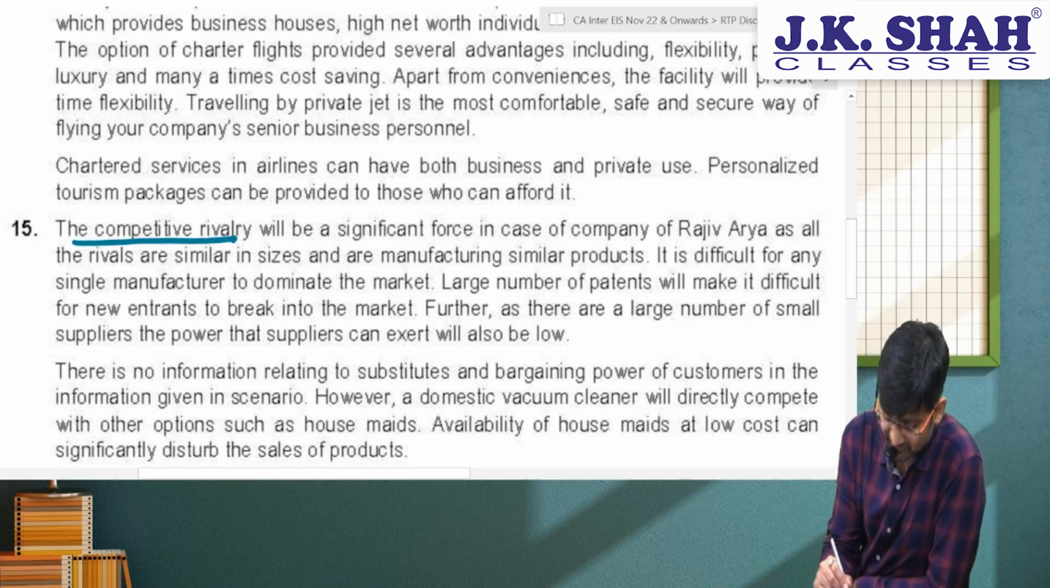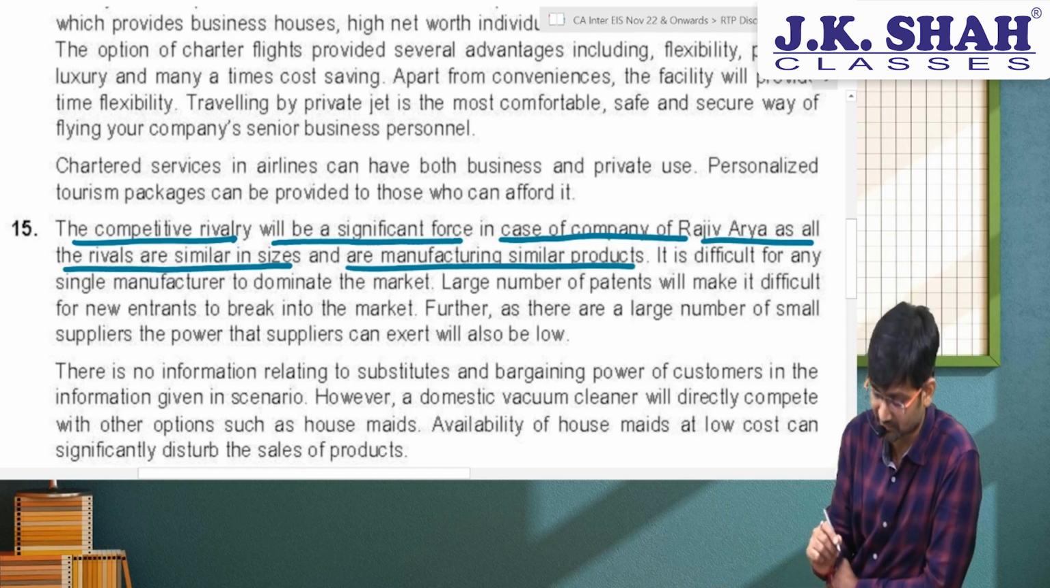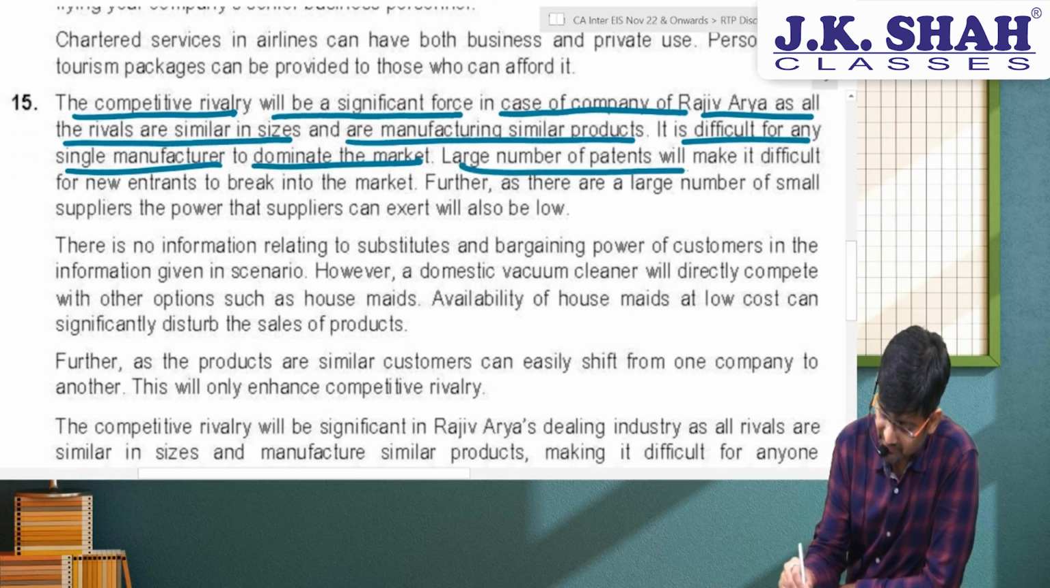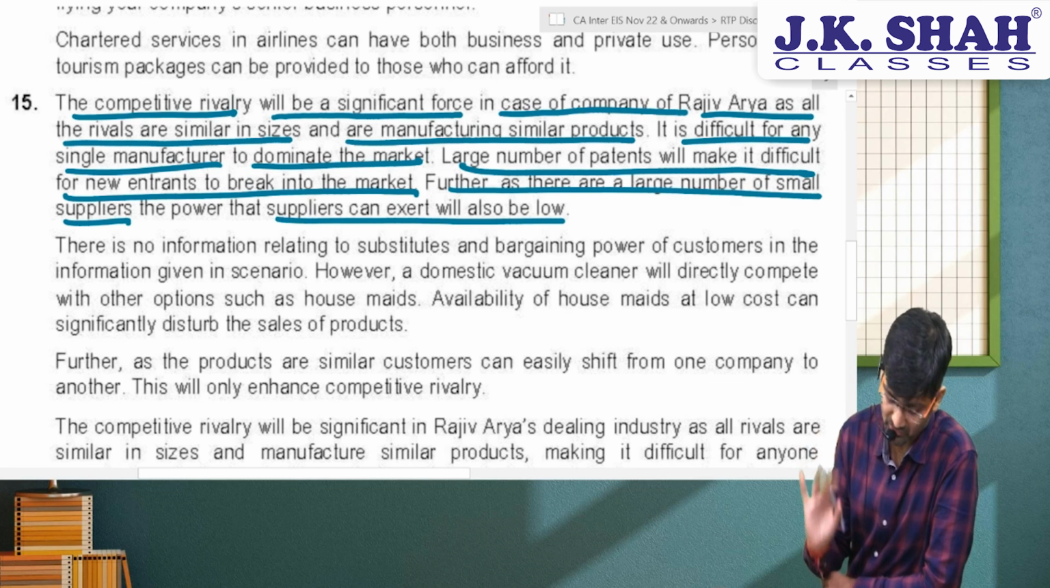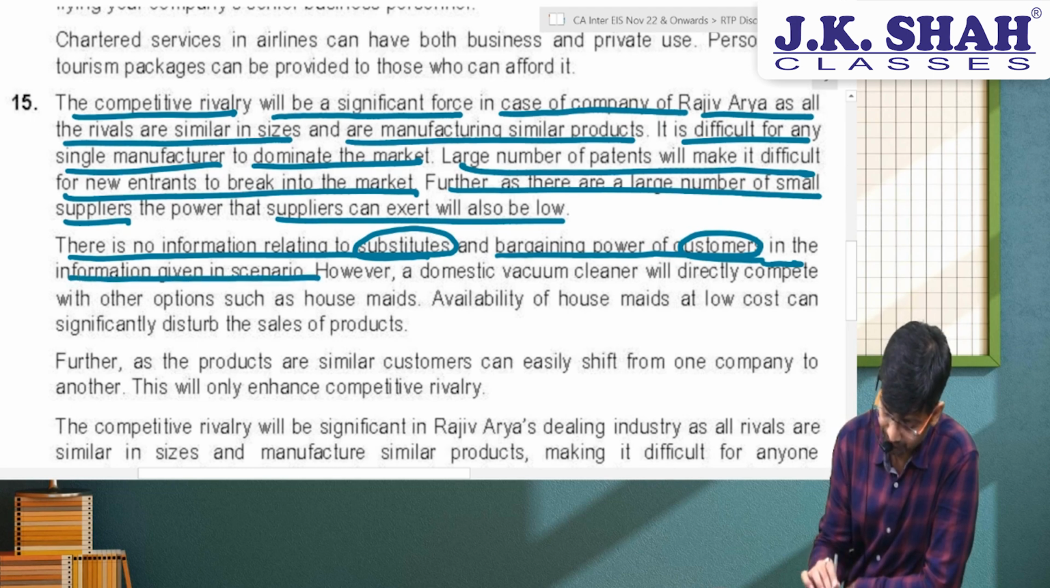The competitive rivalry will be a significant force in case of the company of Rajiv Arya, as all the rivals are similar in size and are manufacturing similar products. It is difficult for any single manufacturer to dominate the market. A large number of patents will make it difficult for new entrants to break into the market. Further, since there are a large number of small suppliers, the pressure the suppliers can exert is low. There is no information relating to substitutes and bargaining power of customers in the information given.